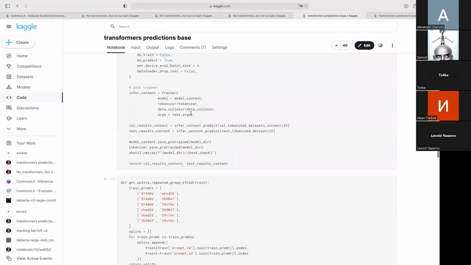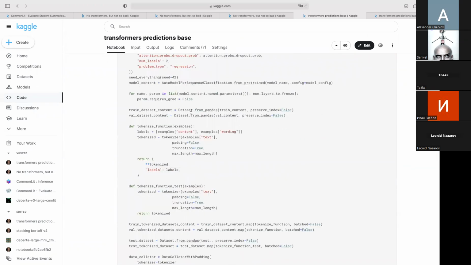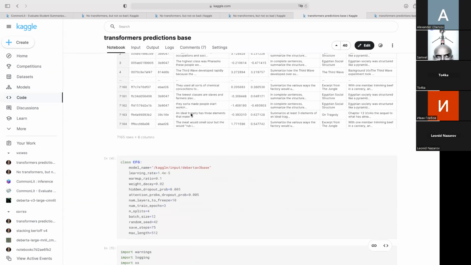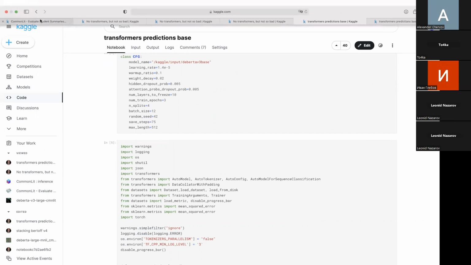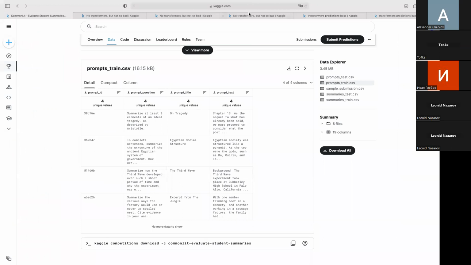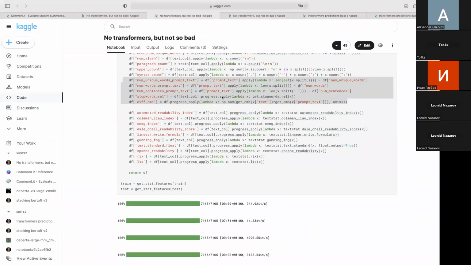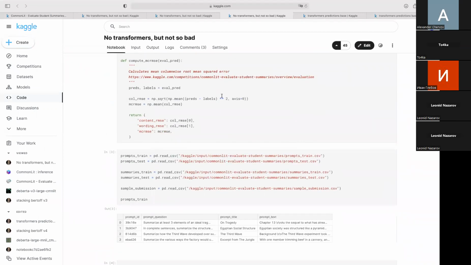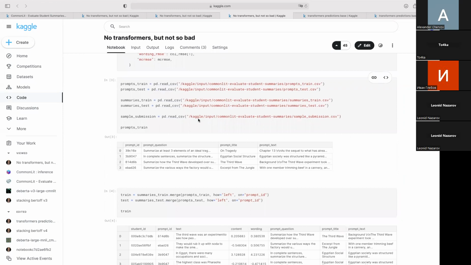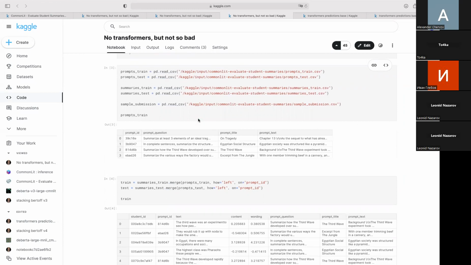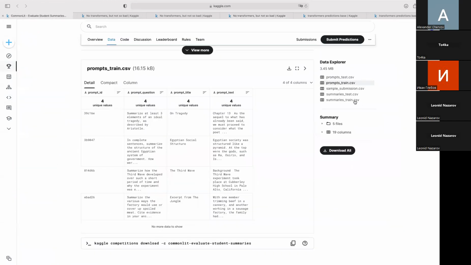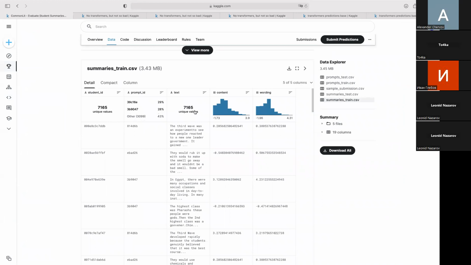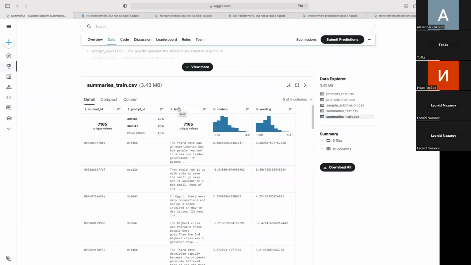In this notebook, I use only one text column. I mean text. And other participants try to use other text columns: prompt questions, prompt title, and prompt text. And as I saw, in my experience and in the experience of other people, almost all got worse results than using only the original text column, the original summary from the essay.